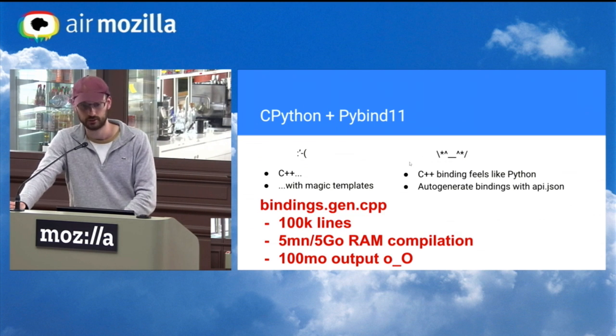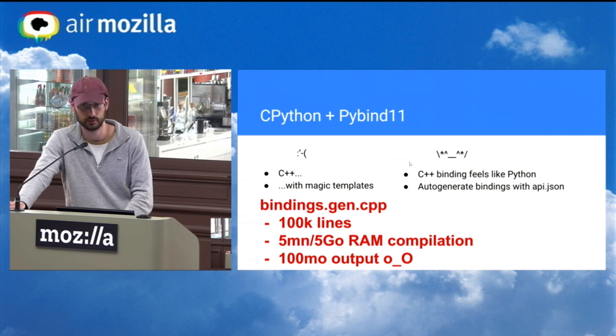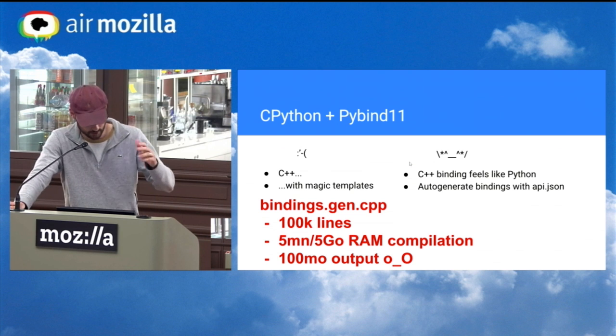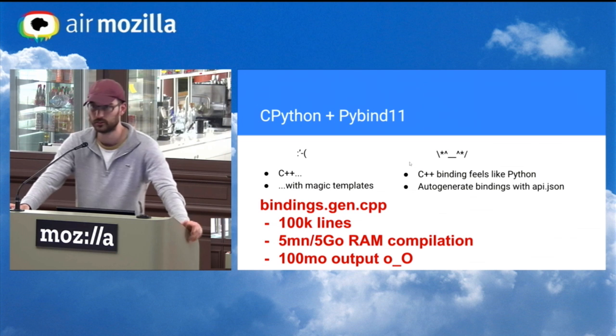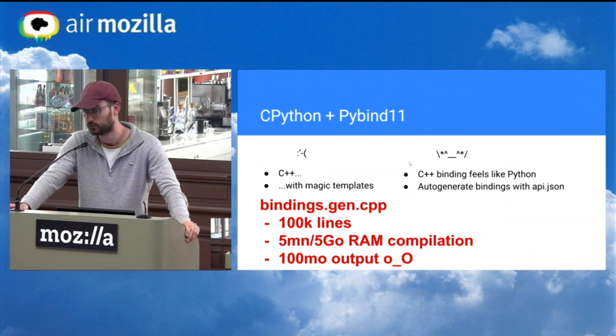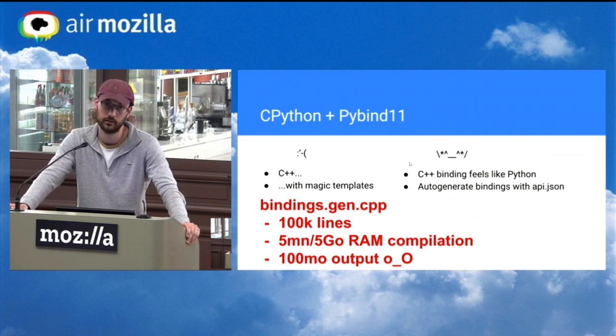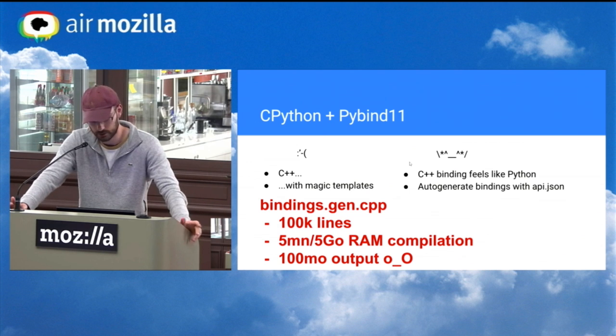The drawback was it was huge. It was damn huge. I don't remember how many classes there are in Godot, but it's maybe around 100 or 200. But it ends up with 100,000 lines of C++ with plenty of templates and variadic templates and all this wizardry nobody knows about. And just for this file, it takes 5 minutes and 5 gigabytes of RAM for the compilation. And the output was huge too. It was 100 megabytes more.